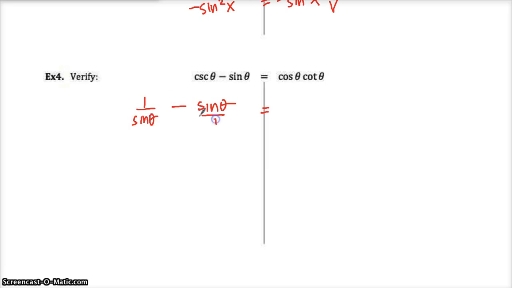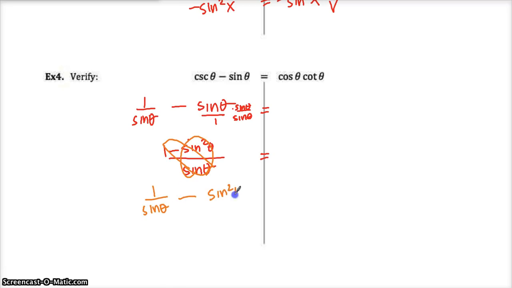Now, the only thing really to do is to get a common denominator. So I'm going to get 1 minus sine squared theta all over sine theta. Right? Because I have to multiply this by sine theta over sine theta to get a common denominator. Then we can do what I call the butterfly. You can put sine of theta under the 1 and sine of theta under the sine squared. So it's 1 over sine theta minus sine squared theta over sine theta. So what is 1 over sine theta?